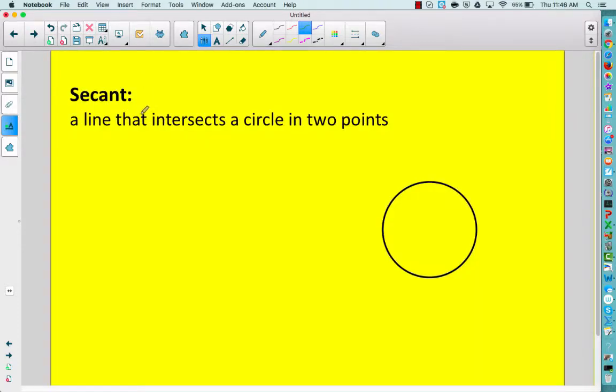All right, a secant. A secant is a line that intersects a circle in 2 points. So that, with arrows at the end, is a secant line. Now, you may say, well, it's also a chord. This part of it is a chord, okay? If it extends beyond, then it is a line. So then it would be a secant line.